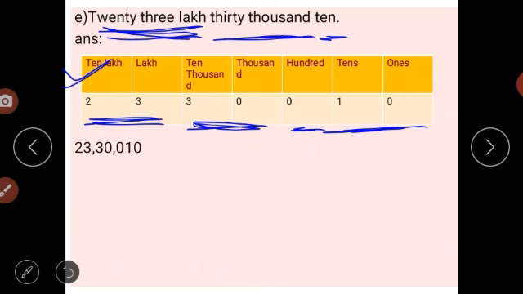So what does our numeral become? First we have 23, and this is the value for lakhs. That's why we are placing a comma there. Then what is the value for thousands? We have 30. And after that, what are we doing? We are placing a comma there to show that this value 30 is of thousands. And after that, what is the value remaining there? 0, 1, 0. So we write that 0, 1, 0 as it is.